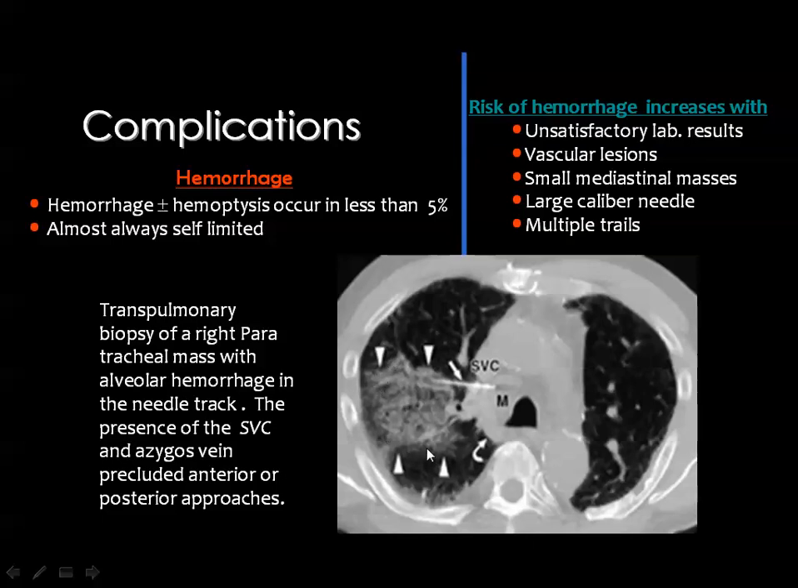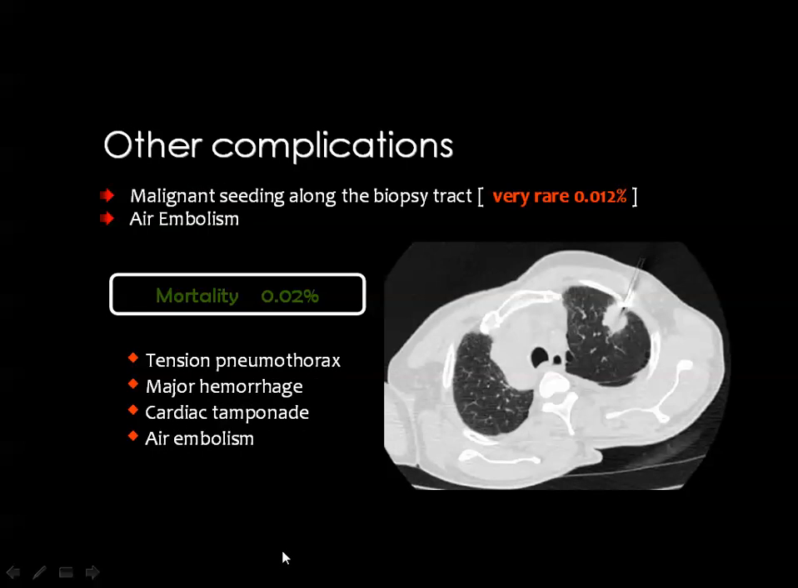These arrowheads point to an area of pulmonary parenchymal bleeding secondary to this needle. Other complications are considered very rare or even extremely rare, like the spread of malignant cells along the needle track, which is very rare, and the incidence of air embolism is also very rare.